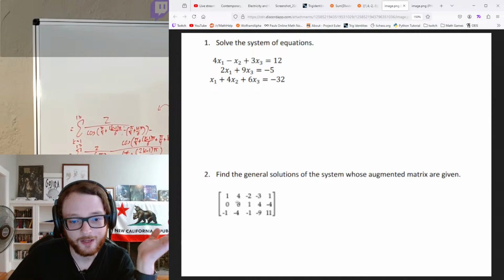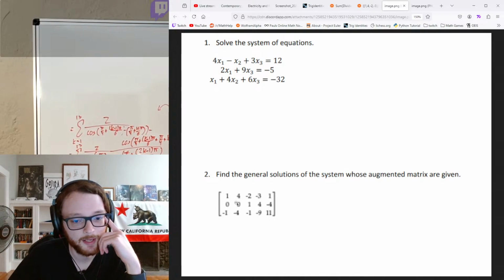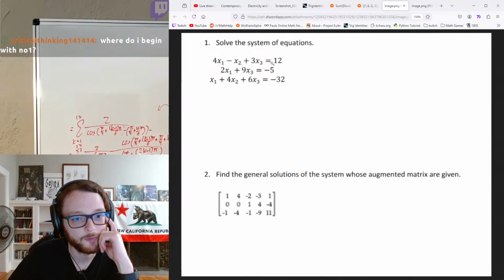For number 2, I think you should be able to just say no just by looking at it, because you have one too many vectors here. Where do you begin with number 1? I would put it into an augmented matrix and start doing row operations. I don't know a faster way than that.